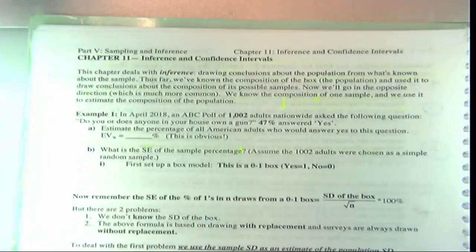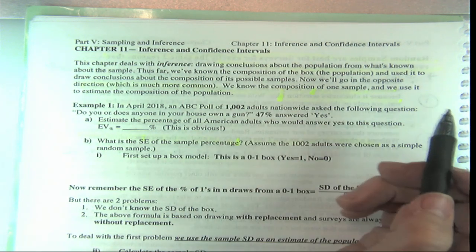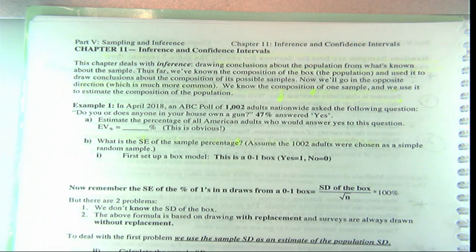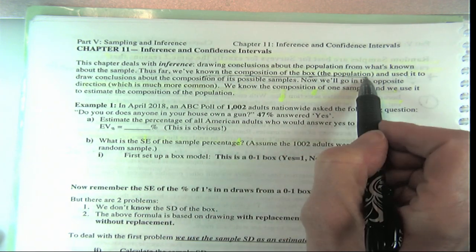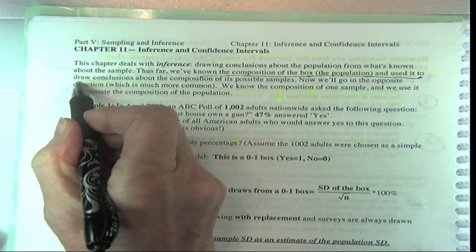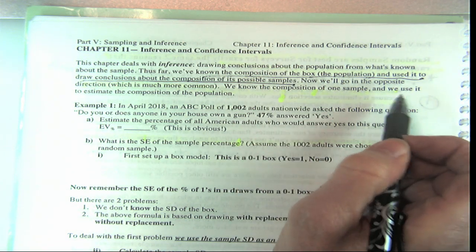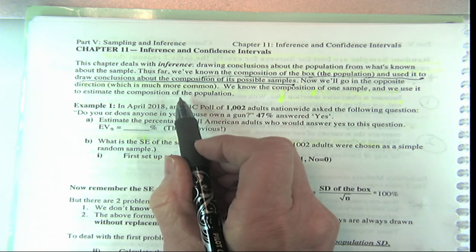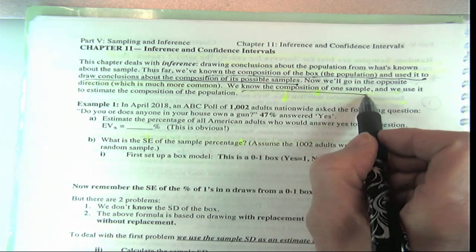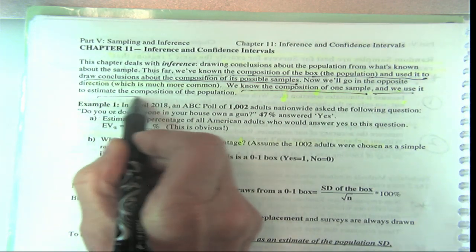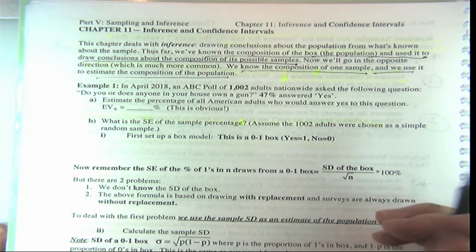So here we are. We're going to look at inference and confidence intervals, okay? So as I said before, thus far we've known the composition of the box and used it to draw conclusions about the composition of all possible samples. But now we're going to go in the opposite direction, which is much more common, but really harder to do. We just know the composition of one sample, and we're going to use it to estimate the composition of the population. So let's look and see how we do that.